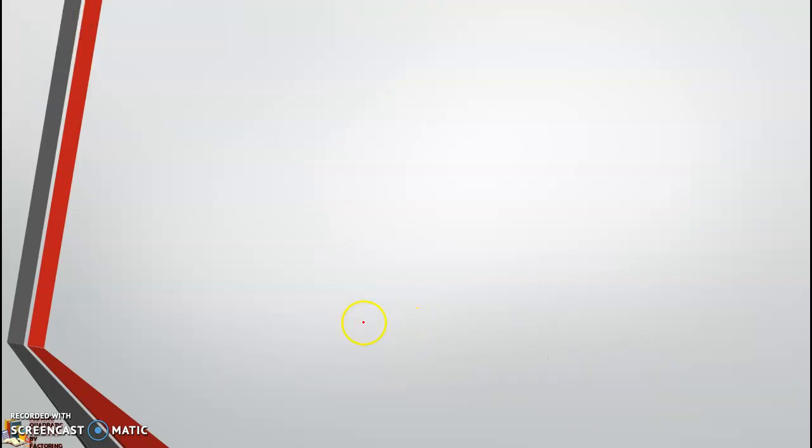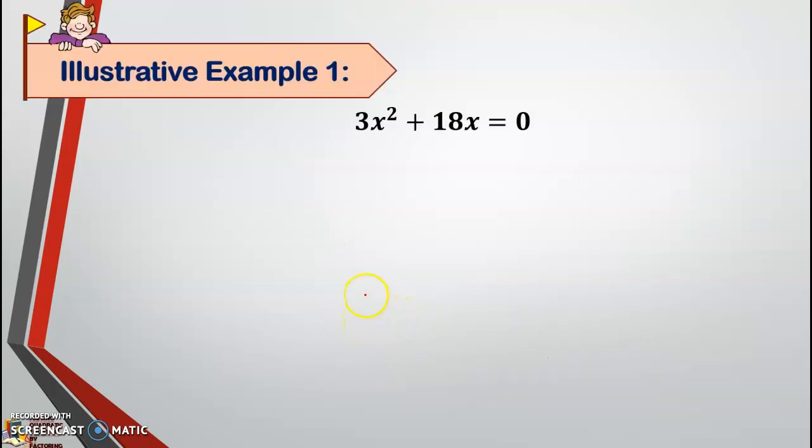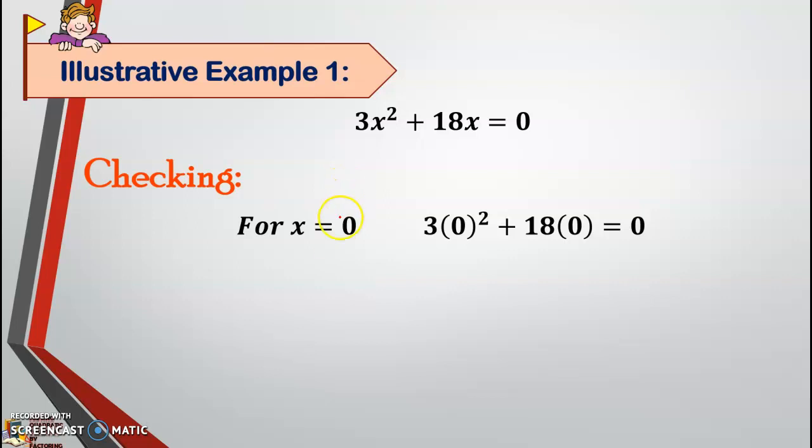Next step is you do the checking. Checking is for x equal to 0: 3 times 0 squared plus 18 times 0 equal to 0.